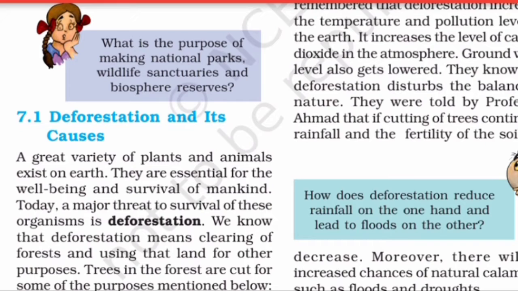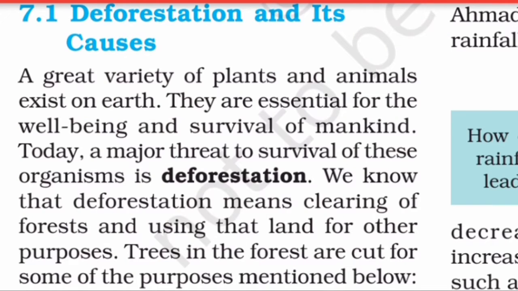A great variety of plants and animals exist on earth. They are essential for the well-being and survival of mankind because they help in maintaining the carbon cycle, oxygen cycle, water cycle, nitrogen cycle, and because of all these cycles going on, there is a balance in the atmosphere. Today, a major threat to survival of these organisms is deforestation.